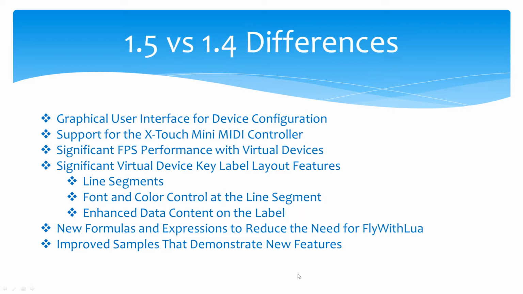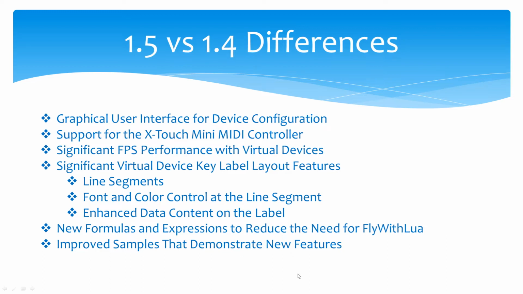We've also added a number of features that allow you to more significantly enhance your key label layouts for virtual devices. Lines are now broken up into line segments, so within a line on the key, you can have either static text, or formatted data, from either numeric data or even strings, data ref strings, within the simulator. You can also control the font and the color at the line segment level, so it's much easier to make the key labels look exactly the way you want them to look.